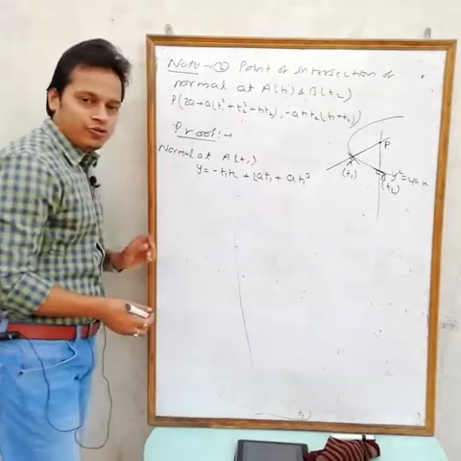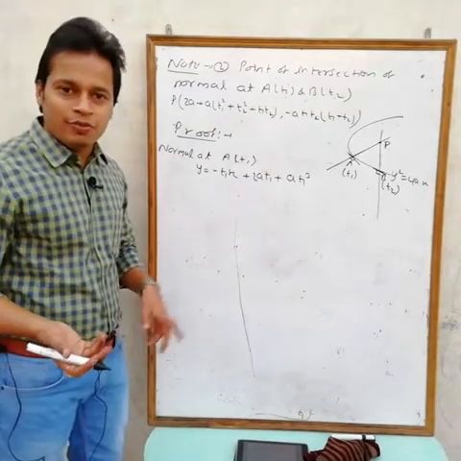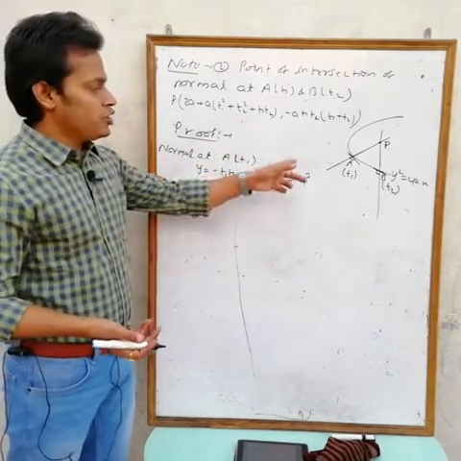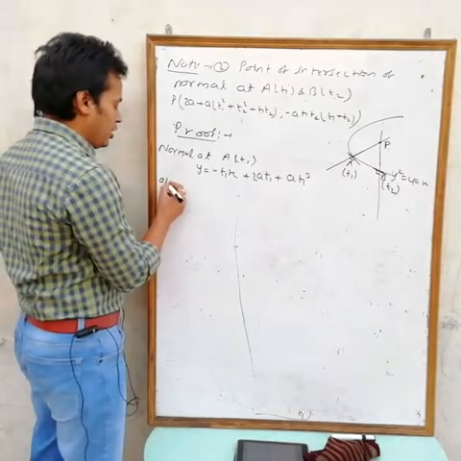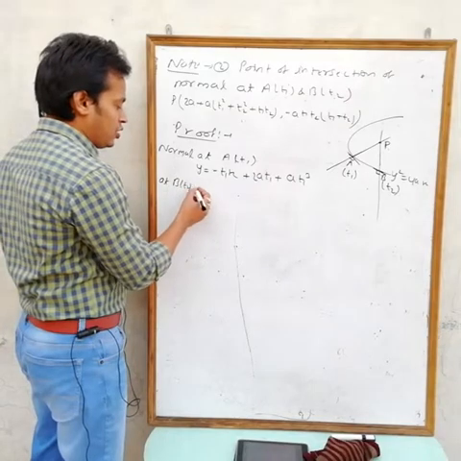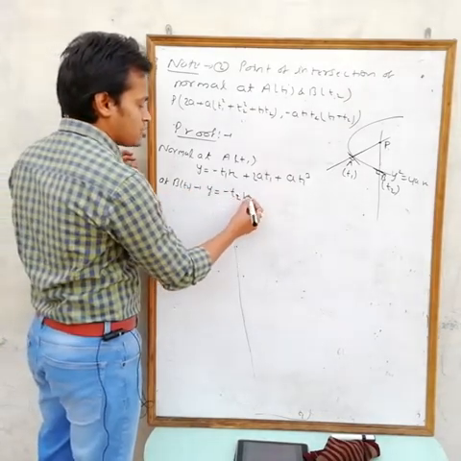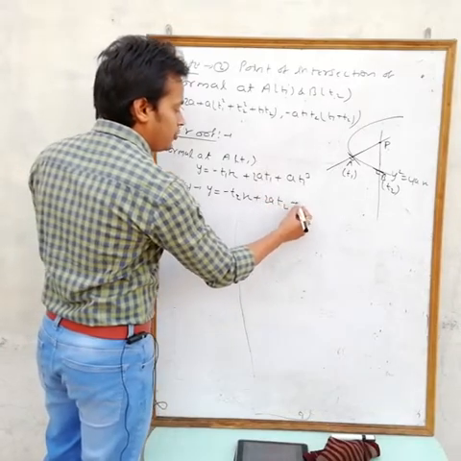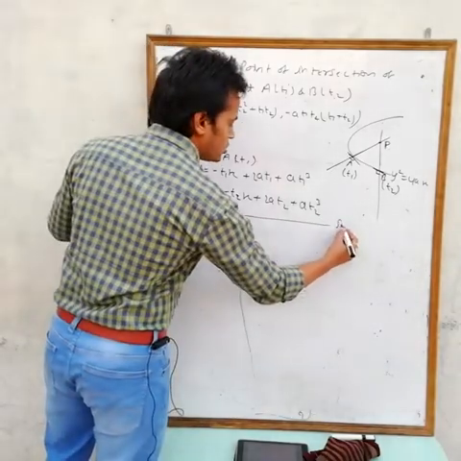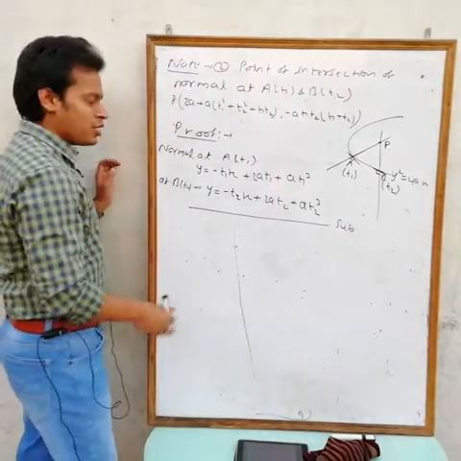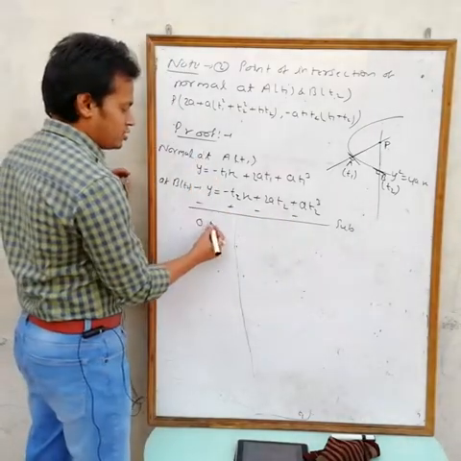This is the equation of normal at A. Now the equation of normal at B, because we want to solve both equations to get the point of intersection. The equation of normal at B is y equals minus T2 x plus 2a T2 plus a T2 cube. Now solve them, subtract. You want the values of x and y, so on subtracting, y cancels out.